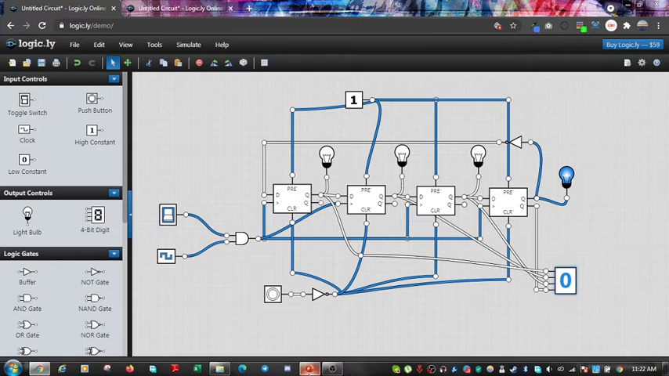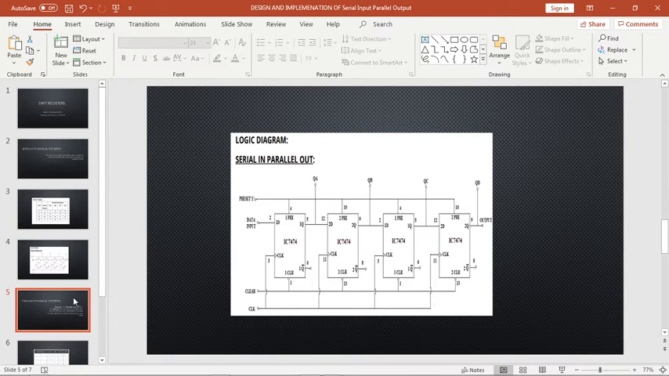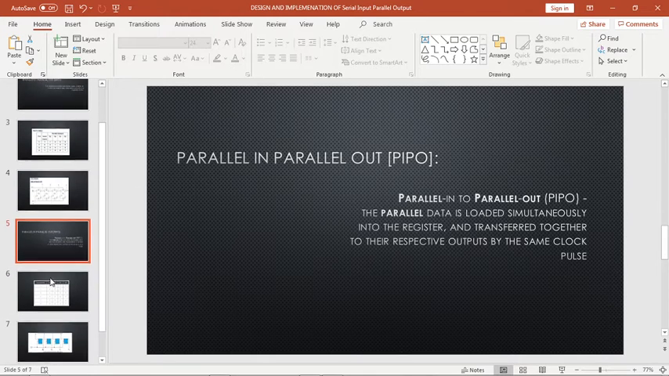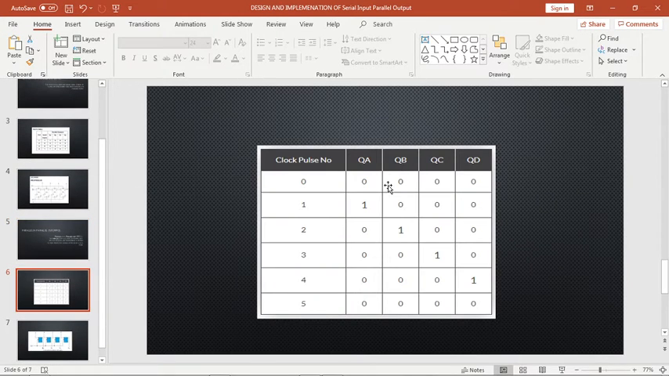Let us now look into parallel in parallel out. In parallel in parallel out, the parallel data is loaded simultaneously into the register and transferred together to the respective outputs by the same clock pulse. This is the truth table.